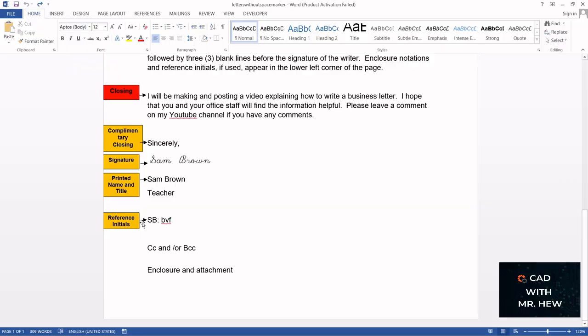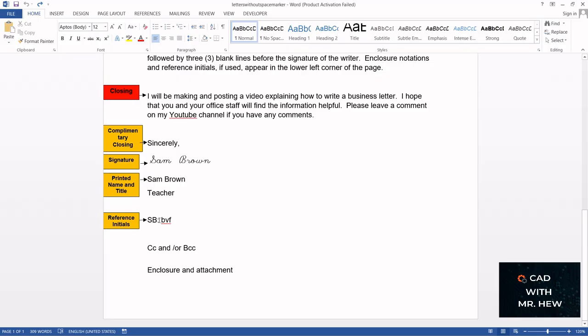Then we have the reference initials, right? Now, the reference initials is not used so frequently again. However, maybe government agencies and maybe lawyers and those persons who would write formal documents, maybe the embassy. So the capital letters SB is the initial for the person who initiates the letter, right? The initials for the person who initiates the letter.